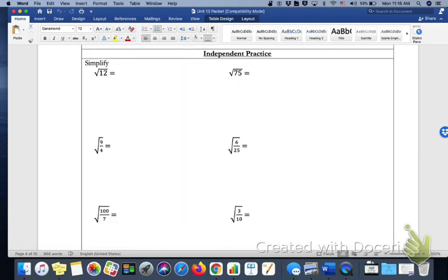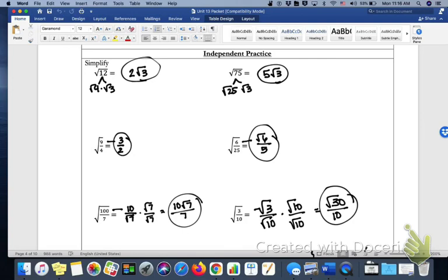All right, go ahead and pause the video, try the independent practice on your own, and then check back for your answers to see if you did it correctly. All right, hopefully you were able to get all of those correct. If you have questions, please make sure to ask before moving on to your teacher talk.